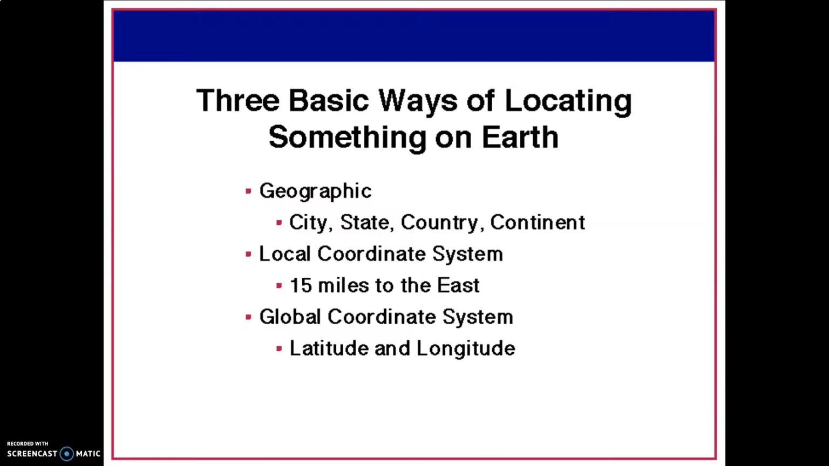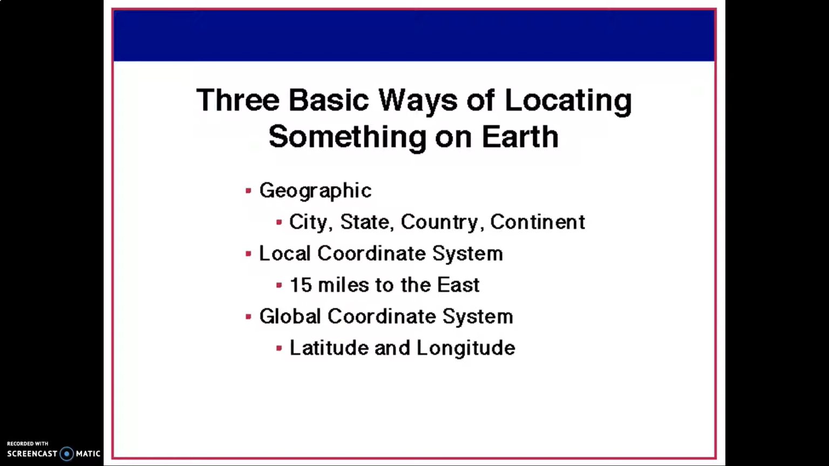We're probably going to do some examples with this later on, maybe on Friday for an activity. But we also use these three methods for locating things in the sky as well. Just as we can use geographic, local coordinate systems, and global coordinate systems to find things on the Earth, we can also use these to find things in the sky.